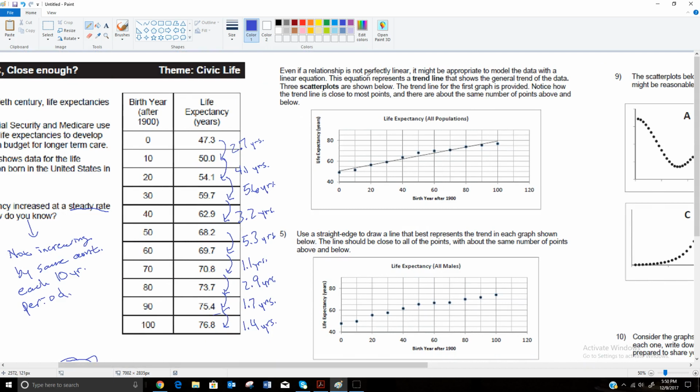Okay, so it says even if a relationship is not perfectly linear, it might be appropriate to model it with a linear equation. So this equation represents what's known as a trend line. It also is called a line of best fit. Sometimes you'll hear that term, line of best fit. It's this line that goes through the middle of the data as closely as possible. Even though it doesn't hit every point, you can see that it goes along with the points. Every once in a while a point is a little high or a little low, but this line fits through it fairly well. So the trend line for this first graph, this is the data that we just looked at. Notice how the trend line is close to most points. There are about the same number of points above and below, and so on.